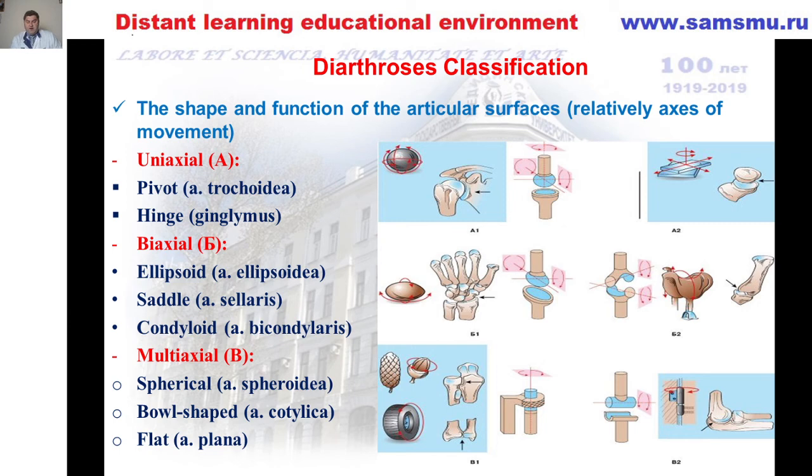The next type of congruent joints is polyaxial or multi-axial joints with many axes. Ball and socket joints, or spherical joints: one articular surface forms a spherical head, you may see this in this picture. The other forms a corresponding concave articular cavity. In theory, movements can be performed around a set of axes that coincide with the radii of the bone.